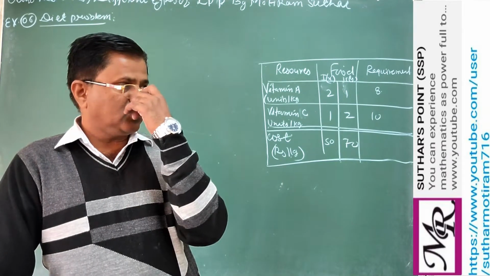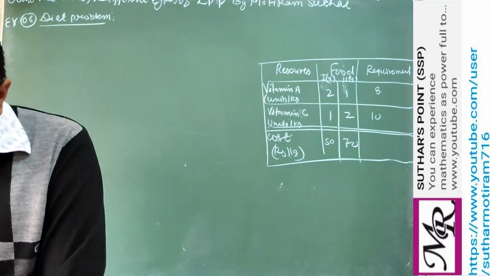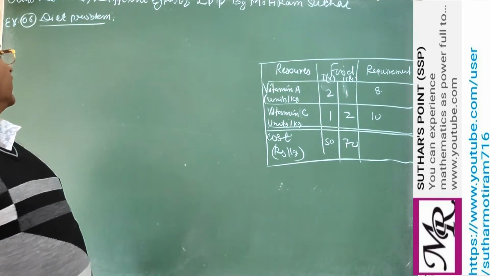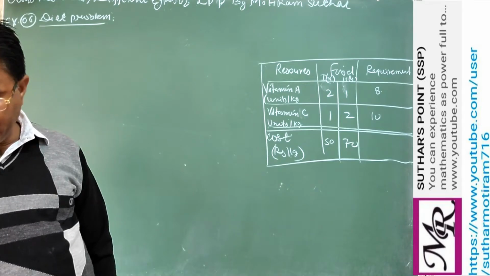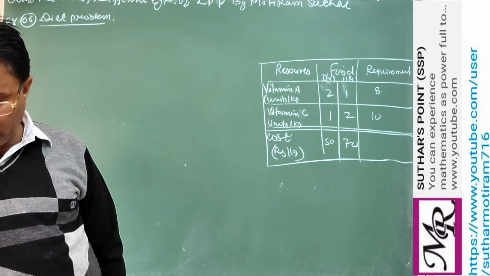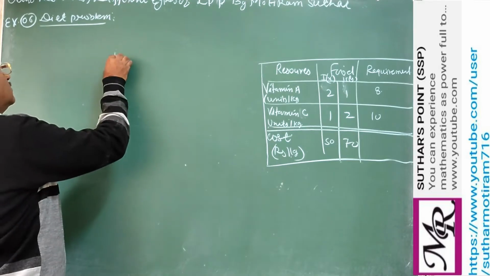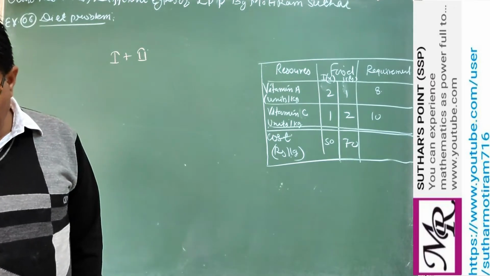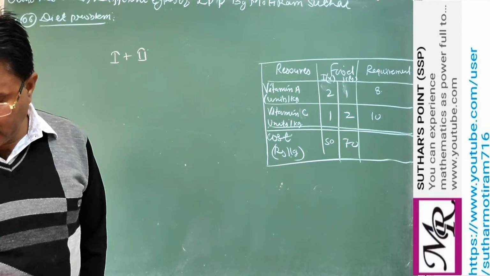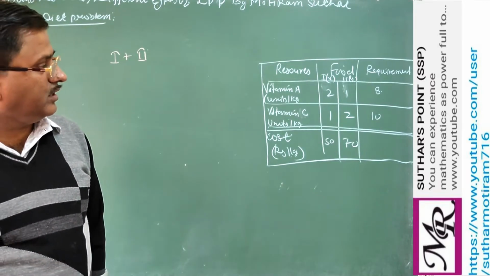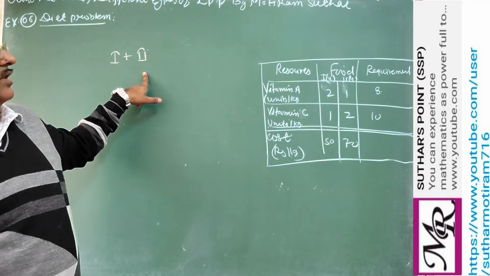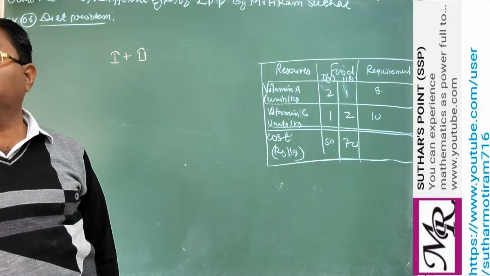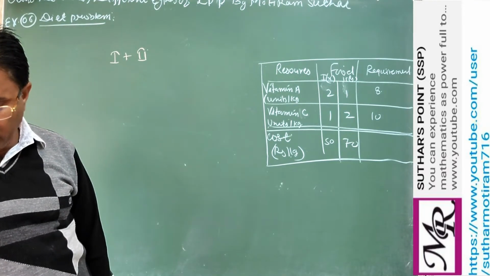So we take an example and solve it. I am not writing, only reading this, because it takes much time. So the diet problem, example 6c. A dietitian wishes to mix two types of food, first food and second food, so that the mixture contains at least 8 units of vitamin A. Now in the food, vitamin A should be 8 units per kg, and 10 units of vitamin C.